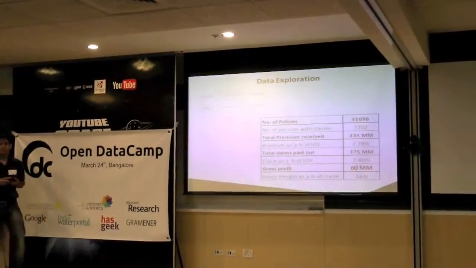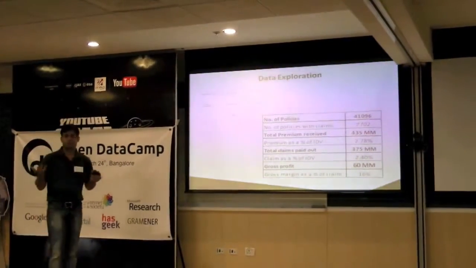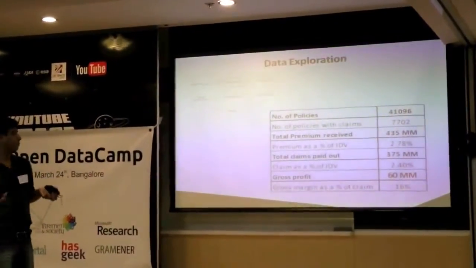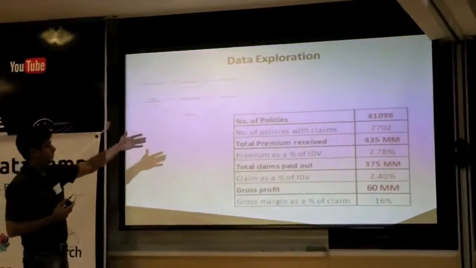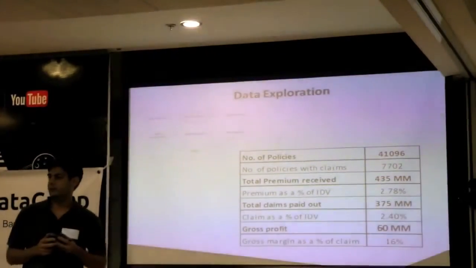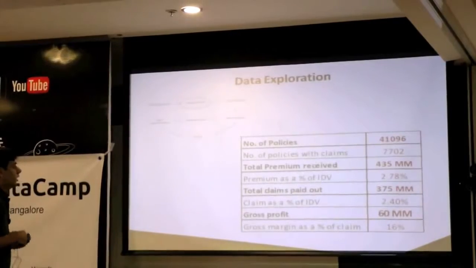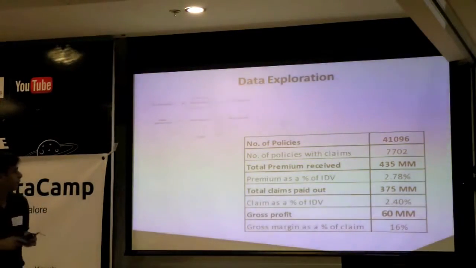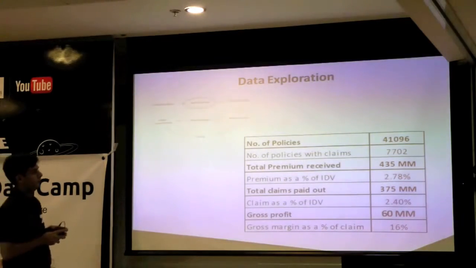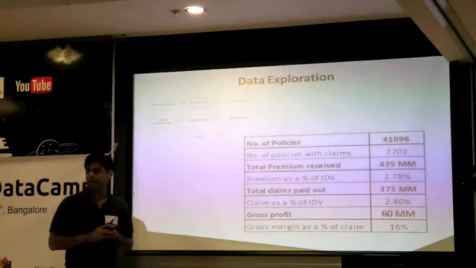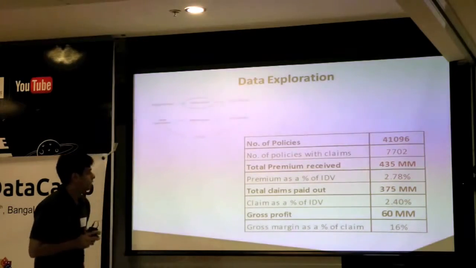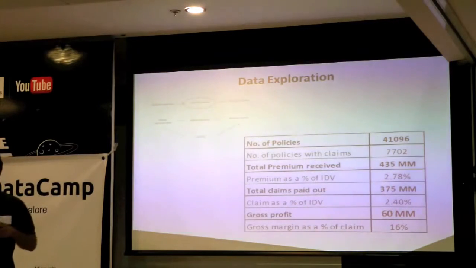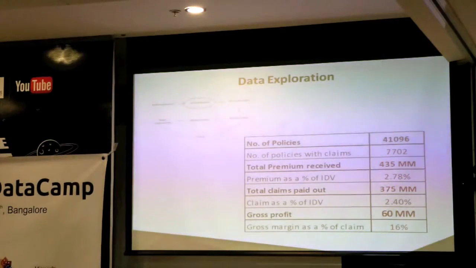Okay, so just some high-level data exploration. With any new kind of data, the first step is to summarize the data in order to understand it. So this is a table where essentially we had 41,096 policies. Out of these policies, 7,702 had actual claims. And the total premium received by the company on these policies is 435 million rupees, 43.5 crores. The premium as a percentage of IDV at the aggregate level is about 2.78%.